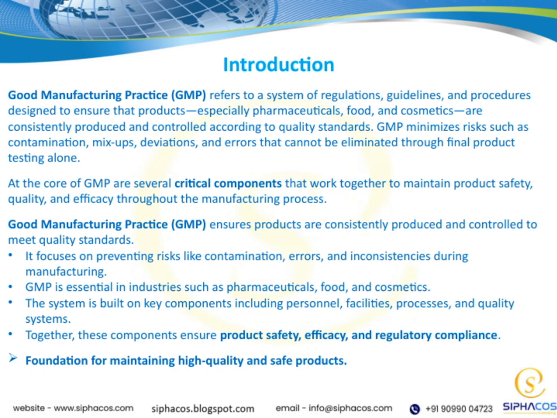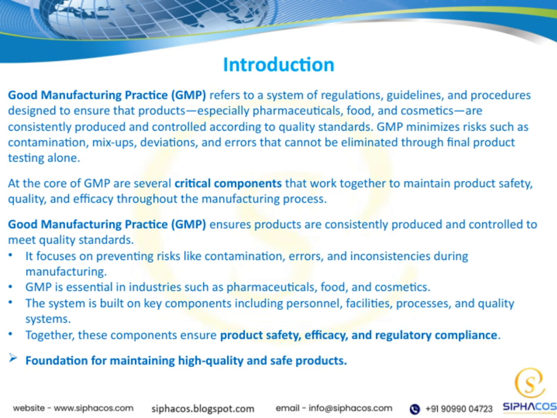At the heart of GMP are several critical components that all work together. These components are designed to maintain product safety, quality, and efficacy throughout the entire manufacturing process. GMP ensures that products are not only consistently produced, but also controlled to meet those strict quality standards. It emphasizes prevention, aiming to stop issues like contamination, errors, and inconsistencies before they occur. This approach is especially vital in industries like pharmaceuticals, food, and cosmetics, because the safety and effectiveness of these products directly impact consumers' health and well-being.